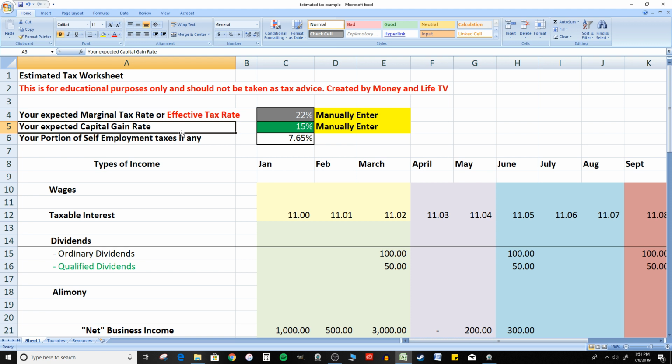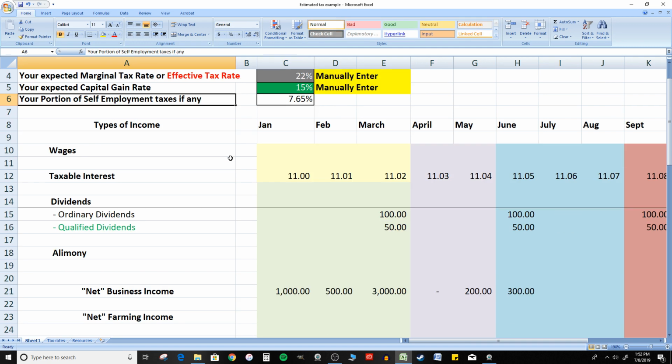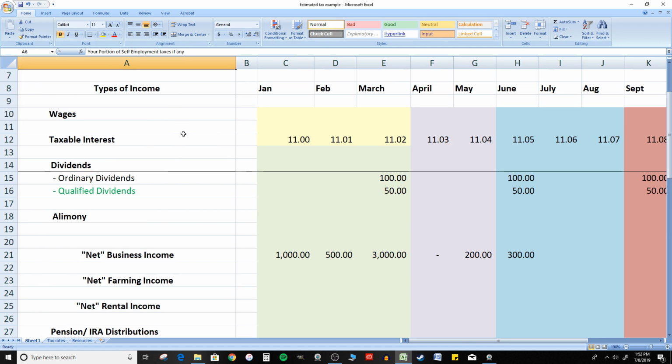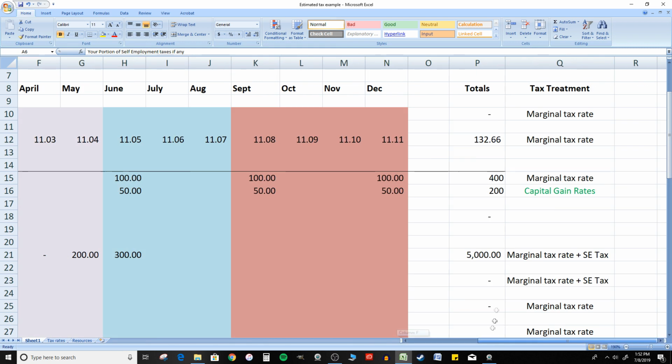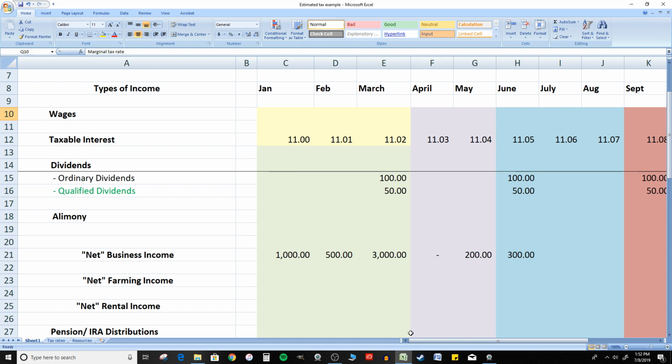Quick review, guys, before we go further. You're going to be using your marginal rate or your effective rate, which you're going to manually enter right there. You're going to use your expected capital gain rate. These are the types of incomes we just discussed. Over on the right-hand side is the tax treatment, so you know what rates to apply against that type of income. Now let's look at the heart of the spreadsheet and the process we use, or I would like you guys to think through when trying to figure out your estimated tax payments.